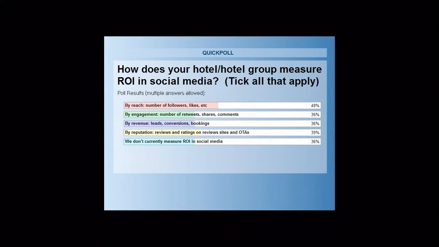Let's see here. The screen here is a little bit different. So reach was the number one response. Reputation and reputation management metrics was the second highest response that you had, with 39%. And then we had the third result tied at 36% each on engagement, on revenue, and then a third of you saying that you currently do not measure the ROI in social media.